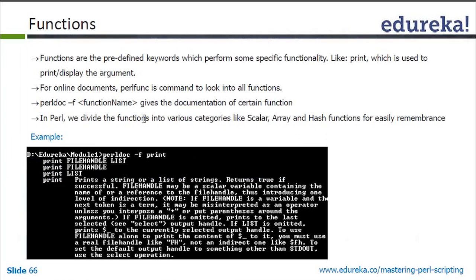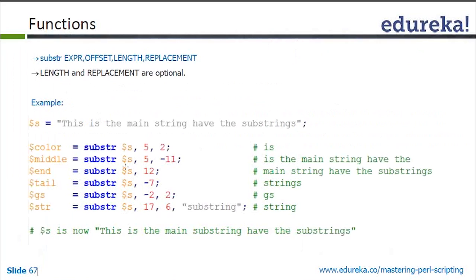Okay, in Perl we divide the functions into various categories, like scalar, array, hash, for easy remembering. So we divide them into different categories of functions. Here we can see that perldoc -f will print the function, showing what the functions are. Then we have the scalar functions, substring.